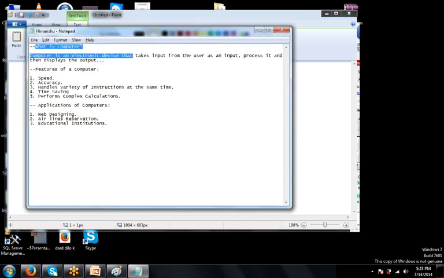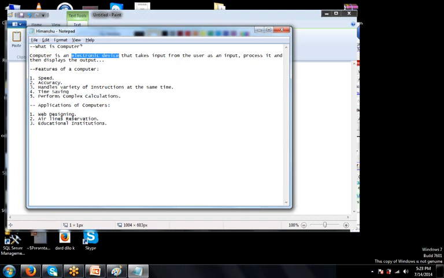What is a computer? A computer is basically an electronic device, meaning that it runs through electricity, takes input from the user, processes it with the help of a CPU, and then displays the output. With the help of the output screen, the monitor, we can display our output. That is done by the computer. So this is just basically an introduction, a one-line definition of a computer.